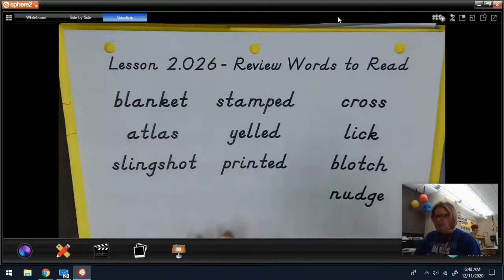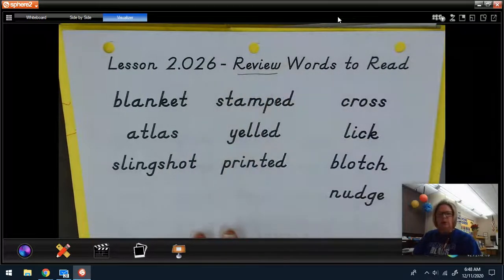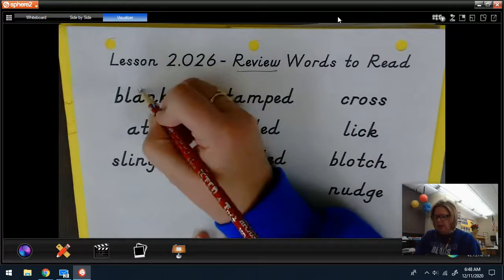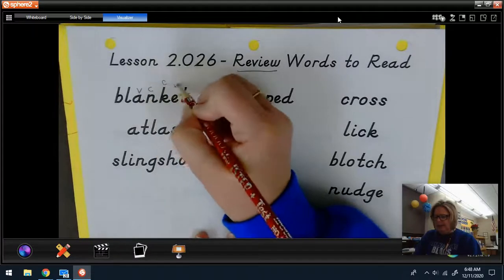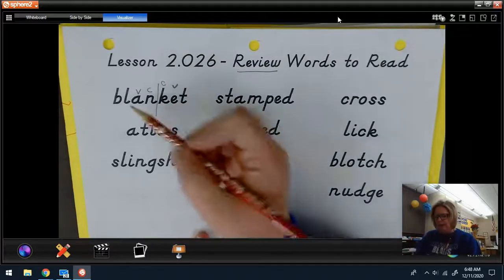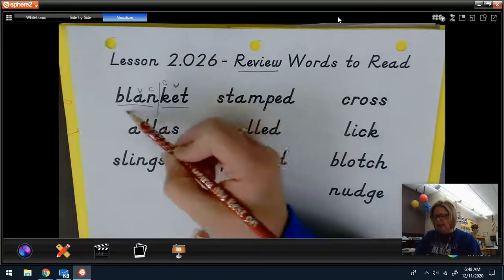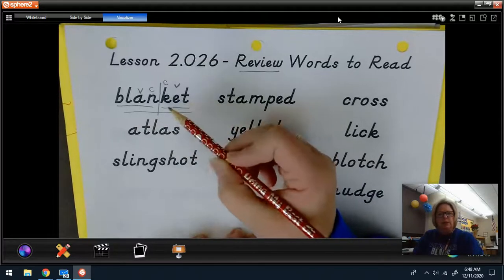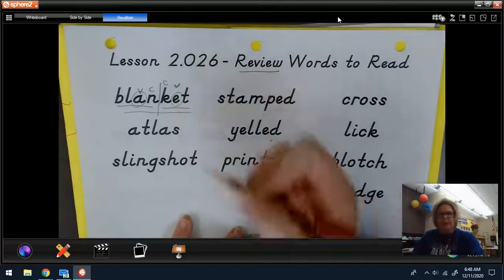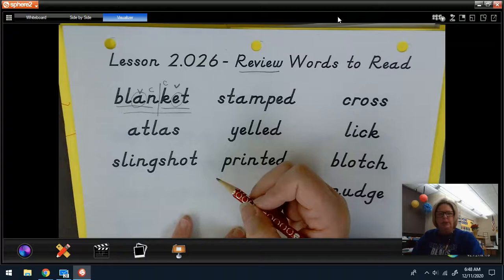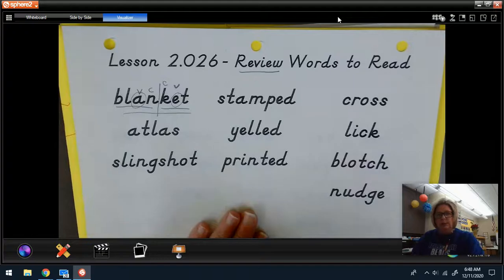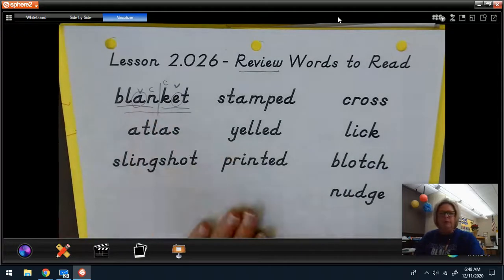All right, boys and girls, we're just going to do some review words. These words follow the rules that we have learned so far. This word follows the V, C, C, V rule: vowel, consonant, consonant, vowel. If I divide between the two consonants, this word is blanket. That's a two-syllable word. Here's the short vowel in one of the syllables. Here's the other vowel. In each syllable, whether it's a one-syllable, two-syllable, or multi-syllable word, each syllable will have its own vowel.